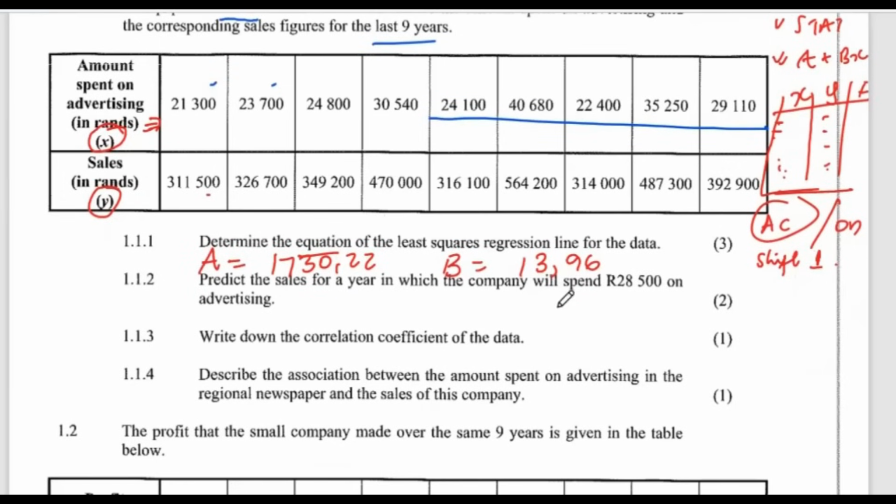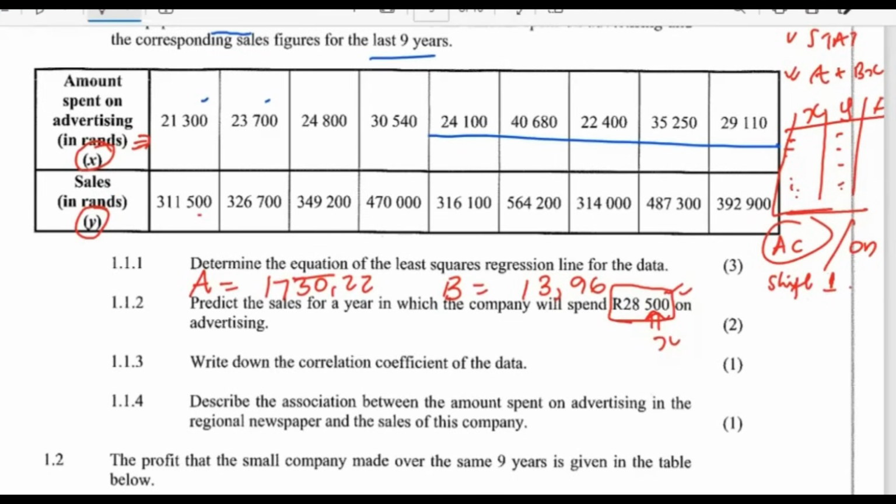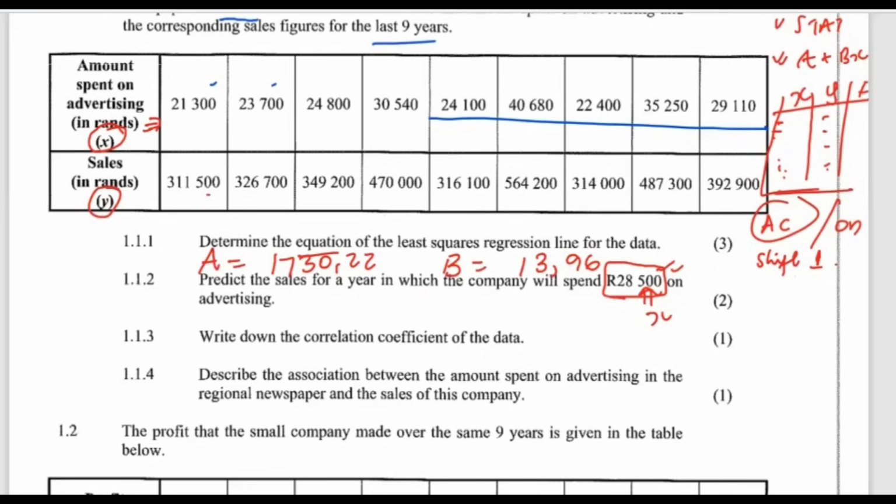Then question number 2. They want us to predict the sales. When they talk of predicting sales, we use the regression line because that line is used to predict what might happen in the future through extrapolation and interpolation. Okay, so we have 28,500 spent on advertising, which means where there is X, we're going to replace it with 28,500. Okay, so this is what's happening here.